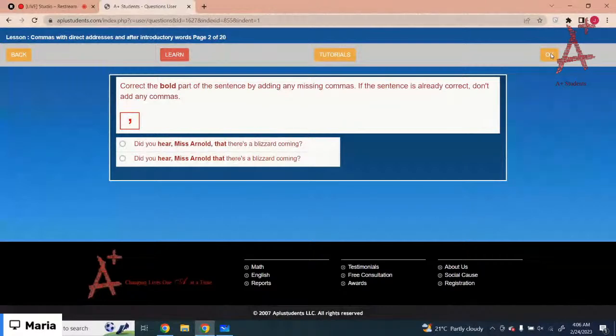Which is the correct option? Option 2 is the correct option. Got it? You don't need to add any comma right after the name. You just have to put the comma right after did you hear. Got it?